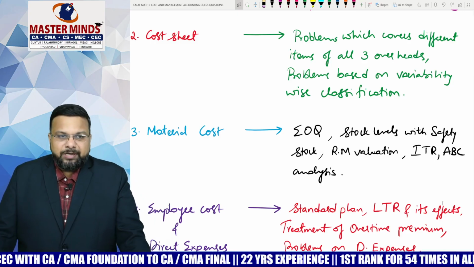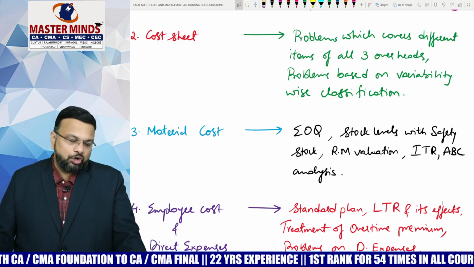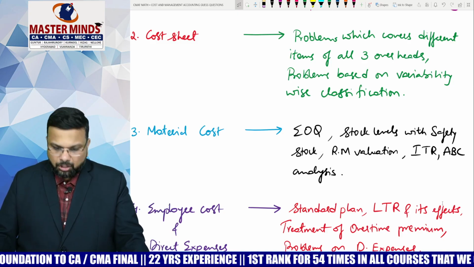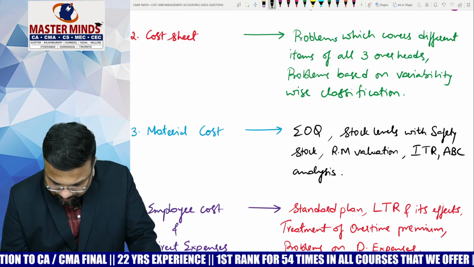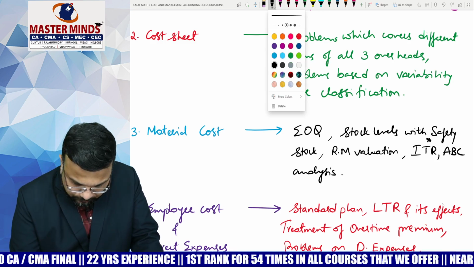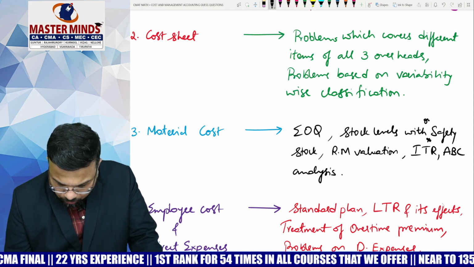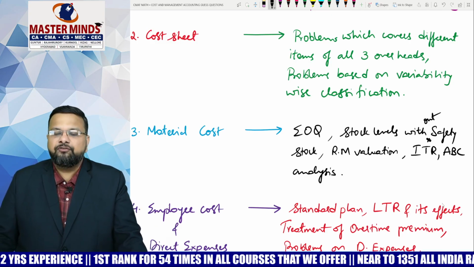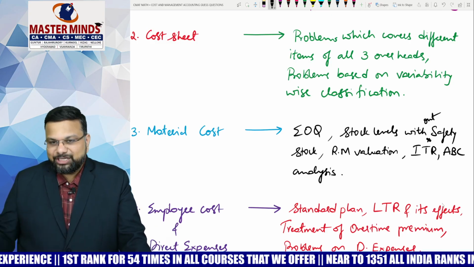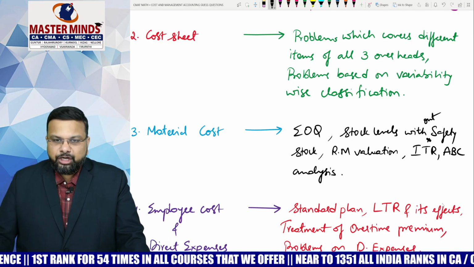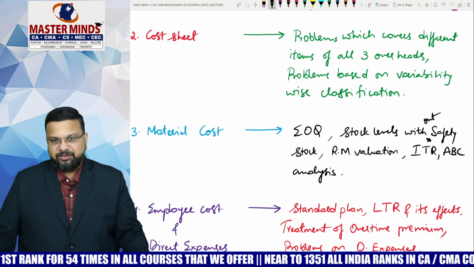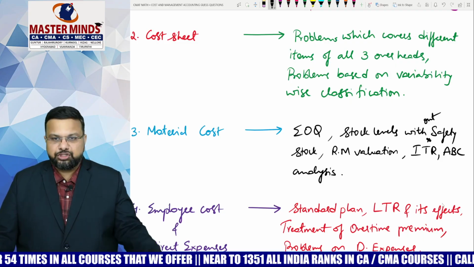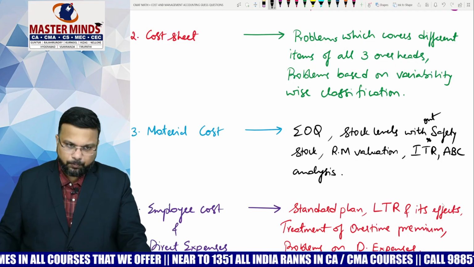The next chapter is the material cost chapter. The specific topics or models are EOQ, stock levels with safety stock, and rather than saying with, I will say without safety stock. Rather than with, you better focus on without safety stock. Next, raw material valuation, inventory turnover ratio, ABC analysis. The first three, EOQ, stock levels without safety stock, and raw material valuation, are very, very important.